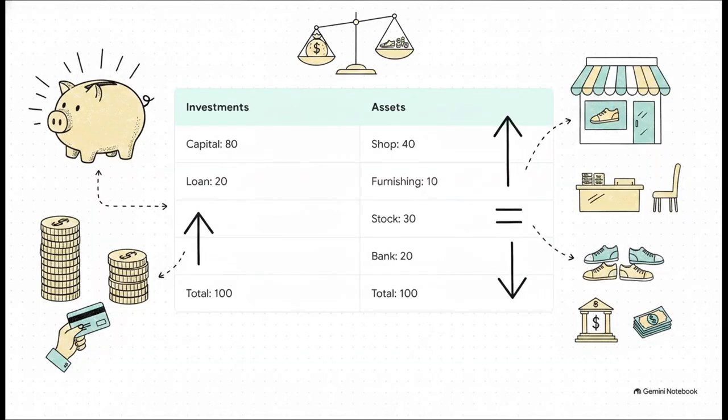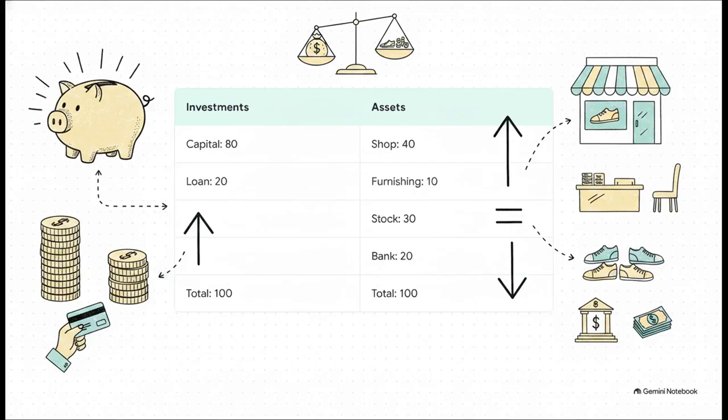Let's look at how this plays out in the real world with a guy named Kapil, who is starting a shoe business. On the financing side, he invests 80 lakhs of his own capital, and he takes out a 20 lakhs loan, which is a liability. So that's 100 lakhs in total funding. Now, how does he use that money? Well, he buys a shop for 40 lakhs, gets some furnishings for 10, buys a stock of shoes for 30, and puts the remaining 20 right into a bank deposit. When we add his assets up, they equal exactly 100 lakhs. His liabilities and capital perfectly balance out his assets.